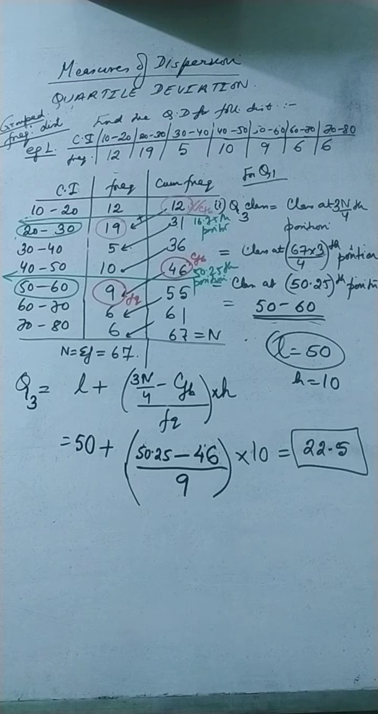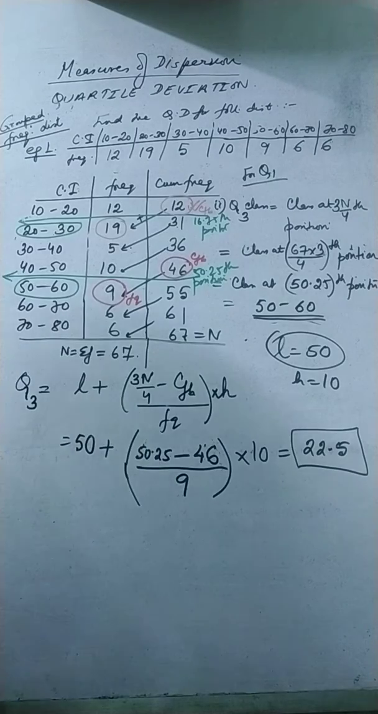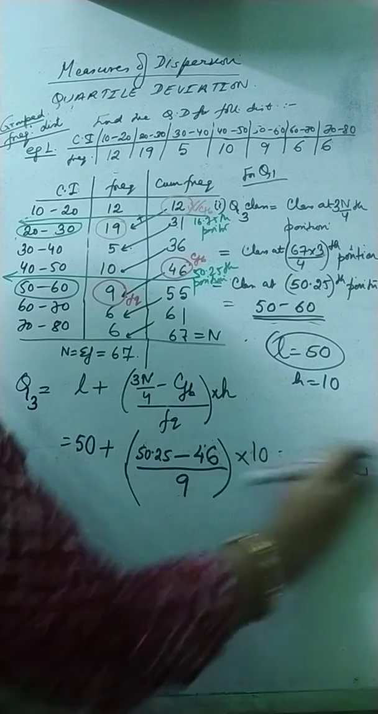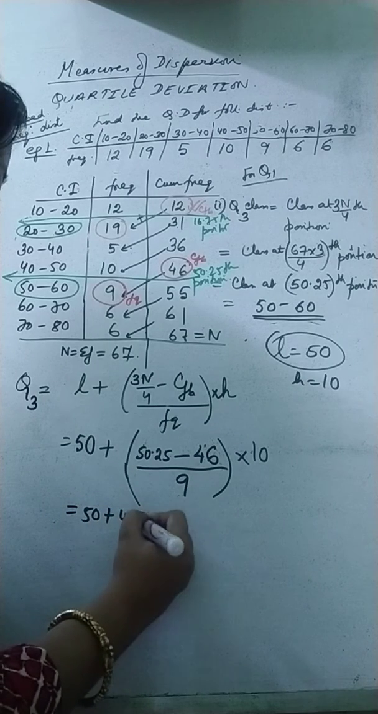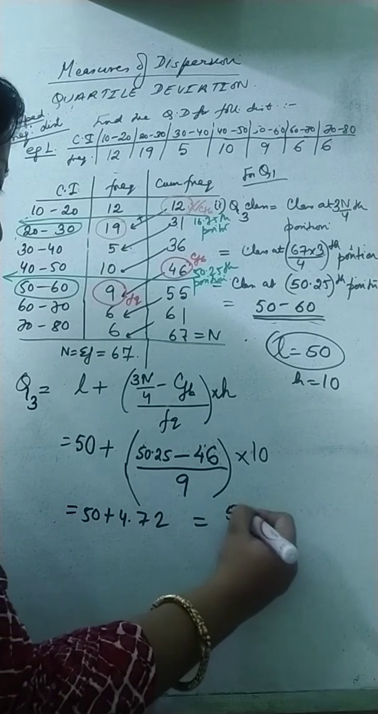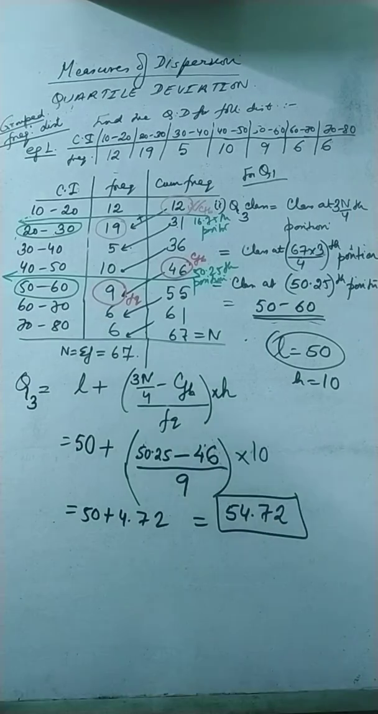So what is the value that you will get? This will give you, I think, 4.72 if I am not wrong. So this is 50 plus 4.72, so that you will get 54.72. Okay, so this is your Q3.